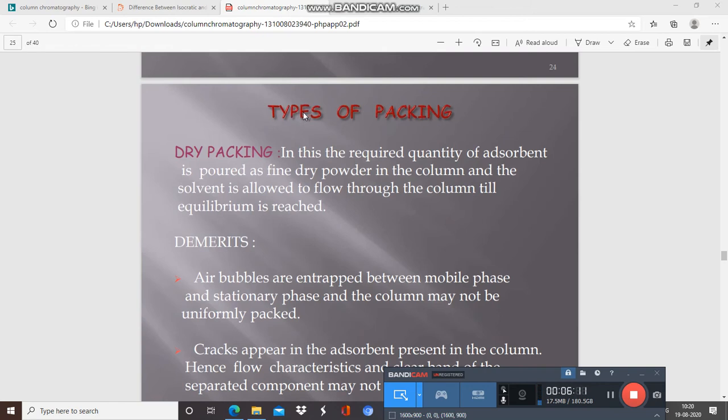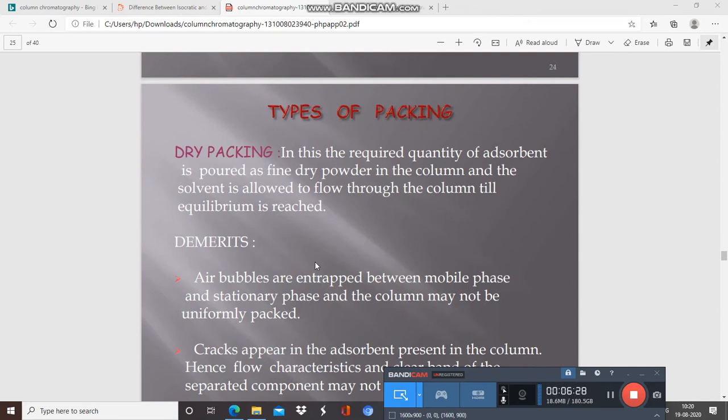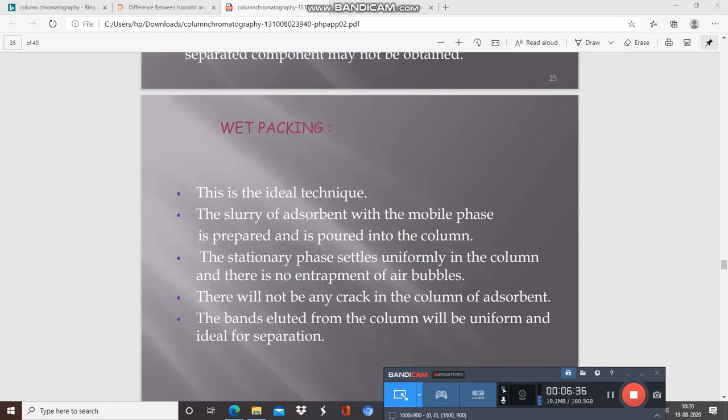Now this is important: packing in the column. First of all, what is the primary step in column chromatography? We have to pack the column with the stationary phase. There are two methods of packing, very simple: dry packing and wet packing. In dry packing, we directly take the silica gel powder and add it to the column, whereas in wet packing we take the stationary phase, mix it with a sufficient amount of the appropriate mobile phase, and then add it to the column.